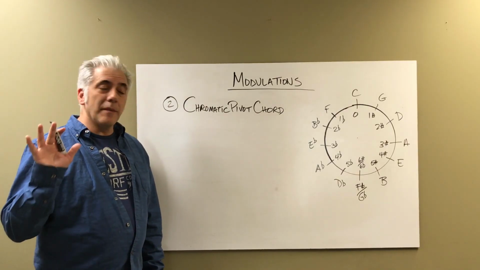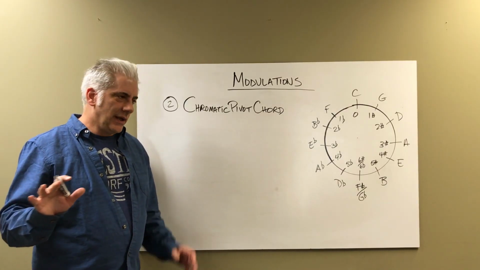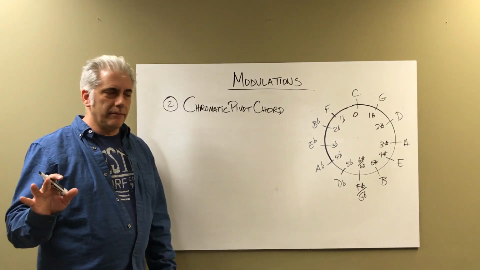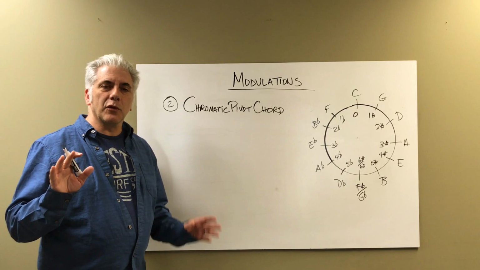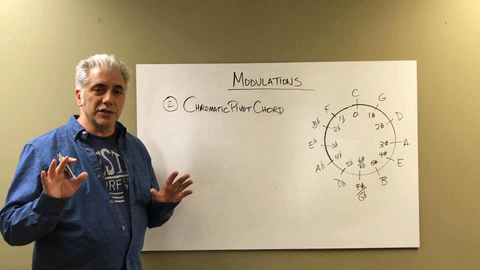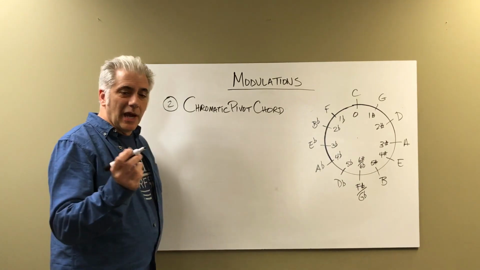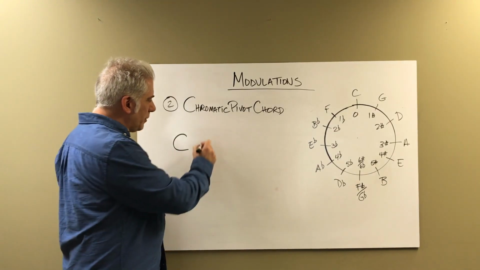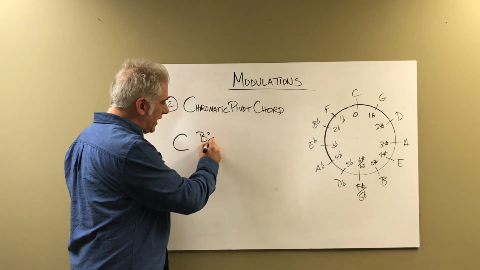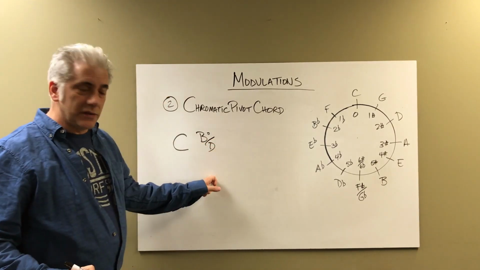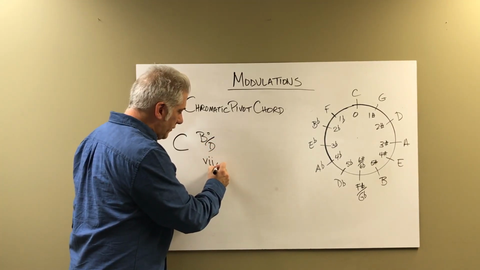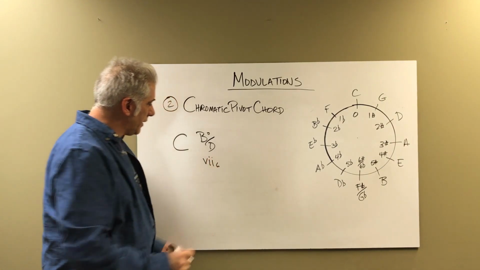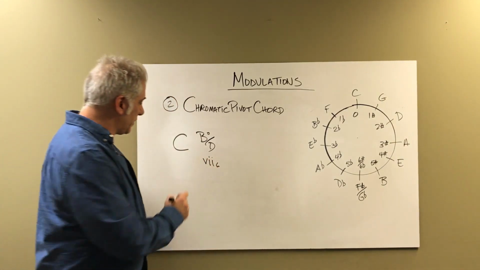Okay, number 2, chromatic pivot chord modulation. Let's say we're going to modulate from the key of C to the key of E minor. A chromatic pivot chord is a pivot chord that's not contained within the first key. So this might be a common progression. I'll do a really simple one. C, and then let's say we move up to a B diminished over D. So this is a first inversion diminished, that's a 7-6 chord, because the 7 chord in the key of C is B diminished, but it's in first inversion.